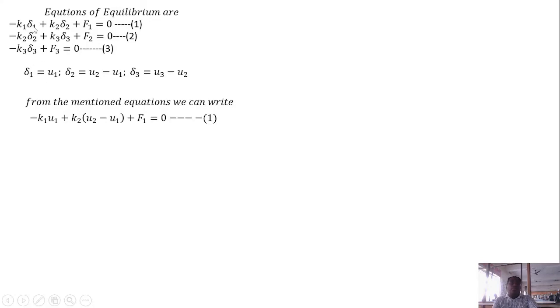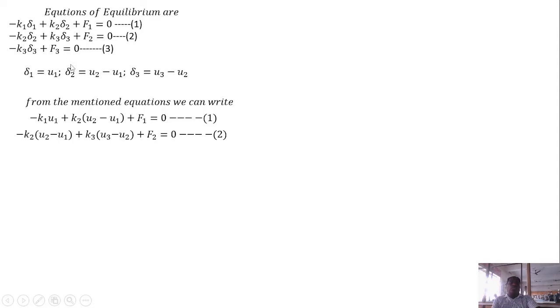delta 1 equal to u1 in the particular equation, so that minus K1 into u1 plus next K2 into delta 2. What is the value of delta 2? Delta 2 can be represented as u2 minus u1, so I can substitute here u2 minus u1 for delta 2, plus F1 is equal to 0. Likewise, we can substitute these three displacement notations into the available equilibrium equations, and then I consider the second equation. Here the delta 2 and delta 3 terms are available.